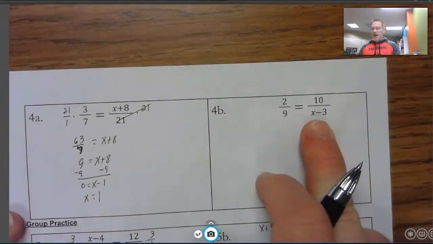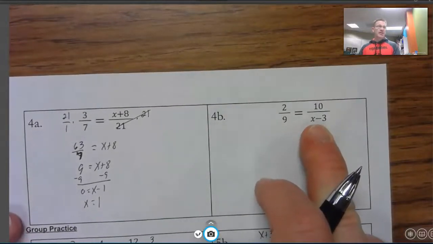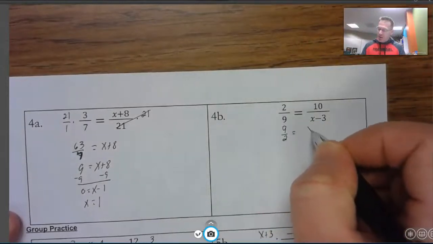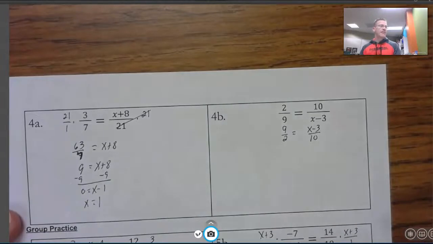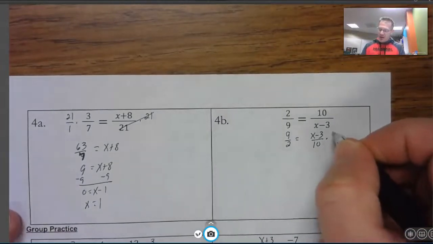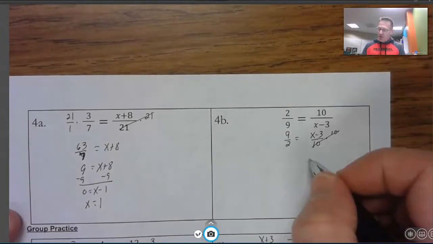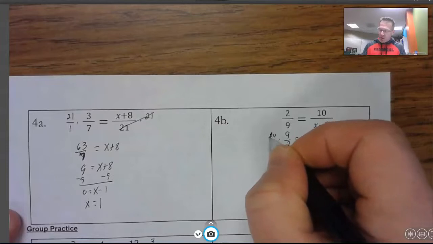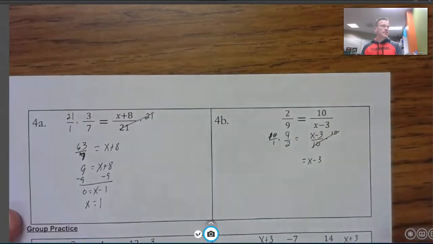Once again, the x is in the denominator. So I can still flip this. So I can write this as 9 over 2 equals x minus 3 over 10 to get that variable in the numerator. Now I'm going to multiply by 10 to undo that division. That's going to leave me the x minus 3. So I'm going to multiply by 10 over here. Whoops, that's a 10. Right there.